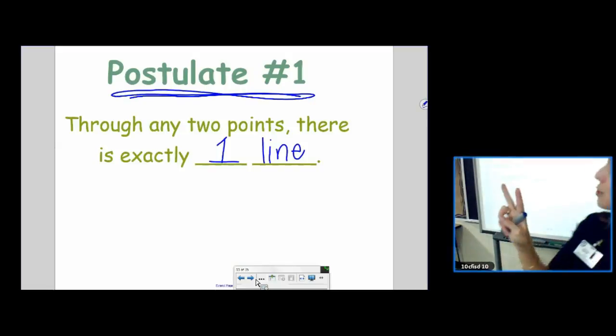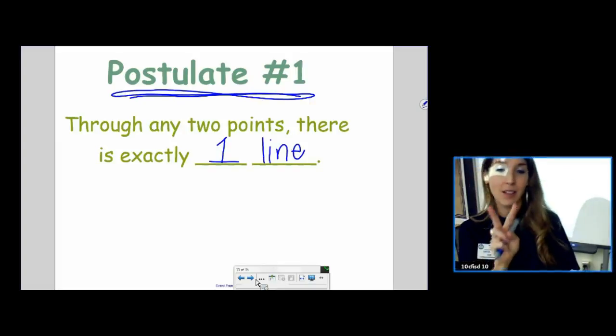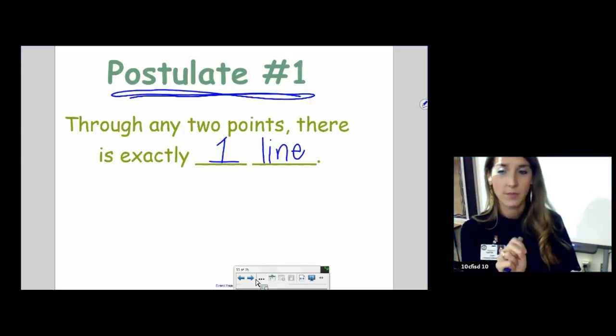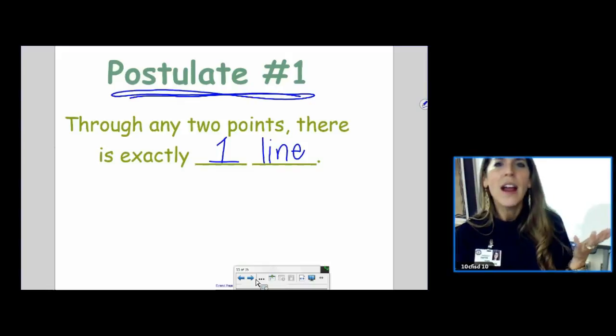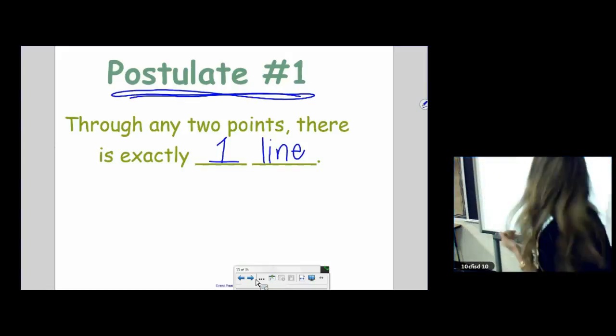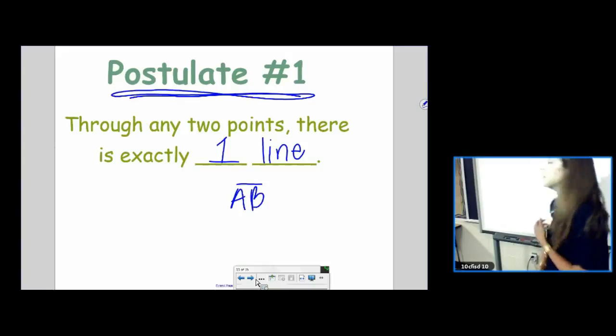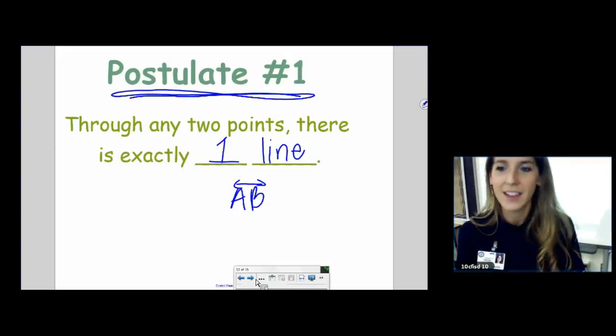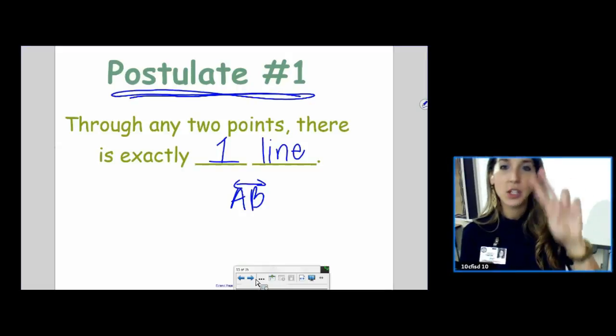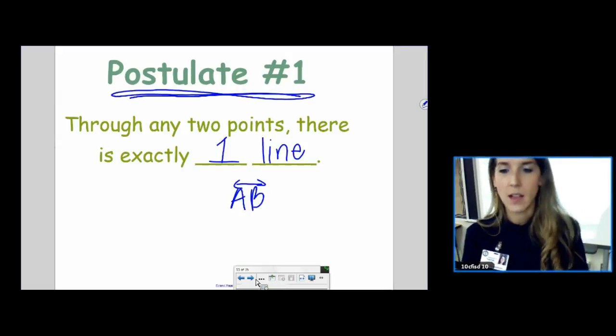It takes 2 points to create a unique line. It takes 2 points. That's easy to remember. How do you name a line? You name a line using 2 points. So once it has a name, it's unique. So that's kind of easy to remember. It takes 2 points to make a unique line.